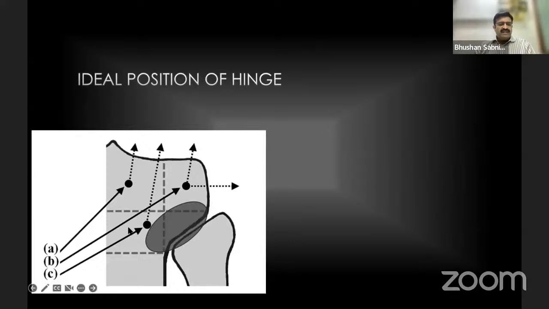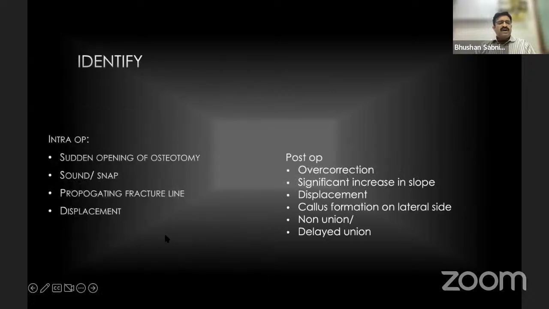So this black circle is the ideal area where you can create your hinge. Too proximal, you can go in the joint, or you can come out on the lateral side of the tibia. Too low, and you're going to get a type 2 fracture. So this is the area which you try to hit every time when you're putting your K-wire in to create a proper osteotomy. How do you identify whether you're getting a hinge fracture?